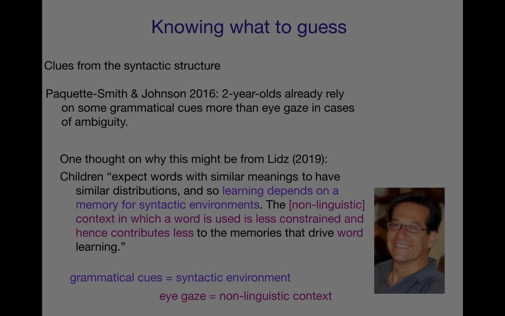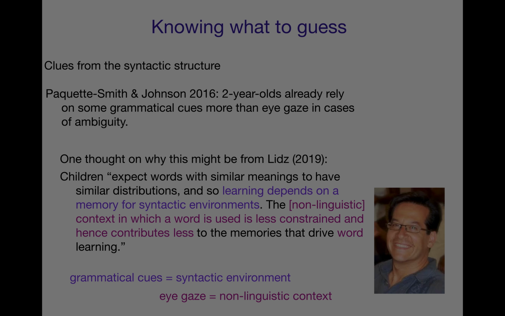Now, one thought on why this might be comes from a recent paper by Lidz, which is that basically children expect words that have similar meanings to have similar linguistic distributions, right? So learning really depends, as you progress through language development, on a memory for syntactic, linguistic environments, right? The non-linguistic context in which a word is used is less constrained, is more variable, and so contributes less to the memories that drive word learning.